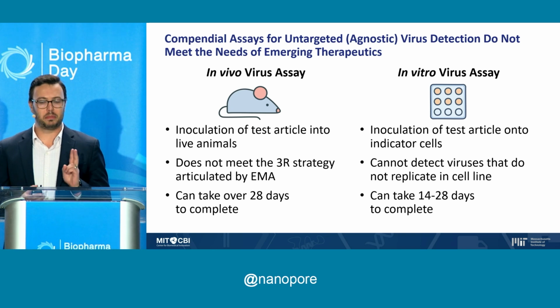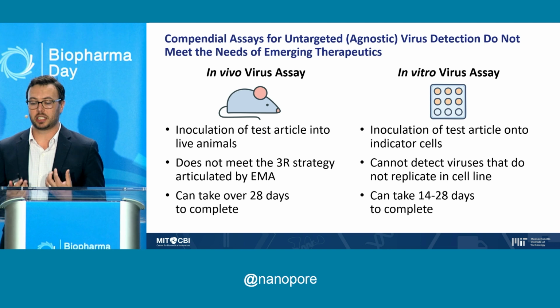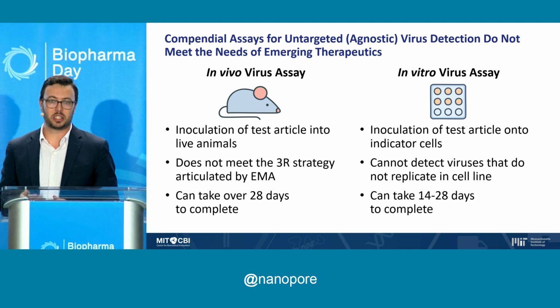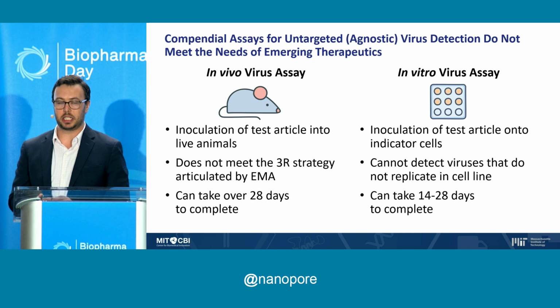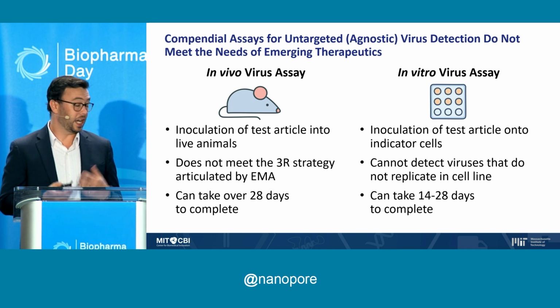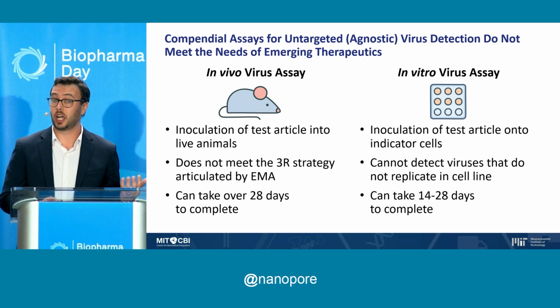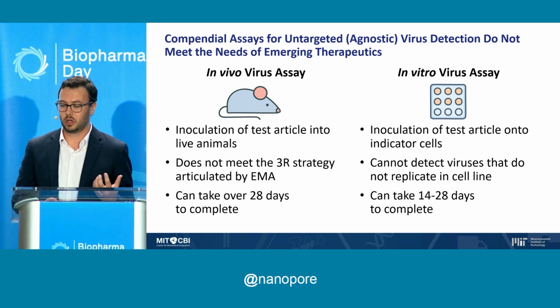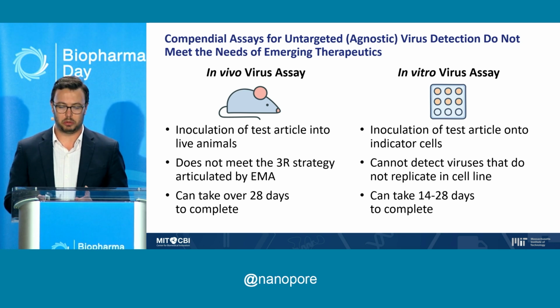And the two main methods that are used for the untargeted, or what I call agnostic virus detection, do not necessarily meet the needs of emerging therapeutics. So the two assays here are the in vivo viral assay and the in vitro viral assay. And as the name implies, essentially you take your test article and you either inoculate them into live animals or you inoculate them onto indicator cells. But these have inherent problems.